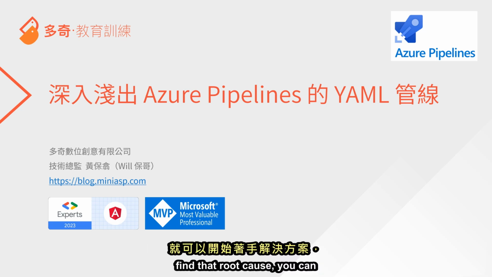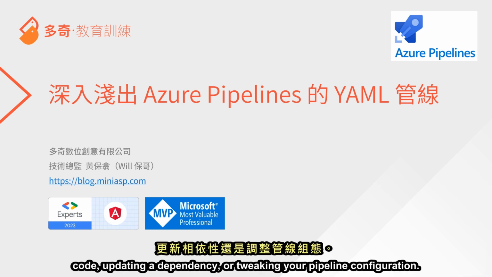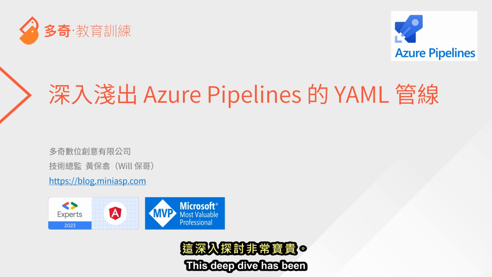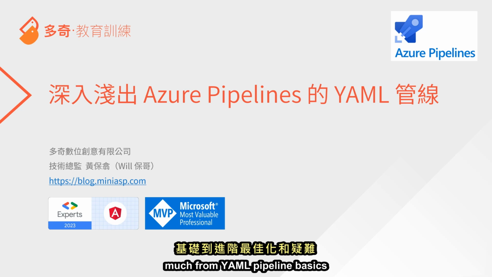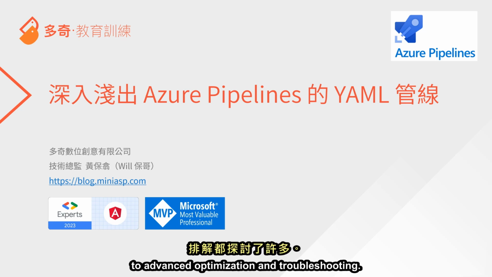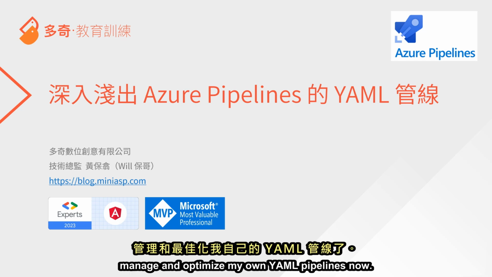Exactly. And once you find that root cause, you can start working on a solution, whether it's fixing a bug in your code, updating a dependency, or tweaking your pipeline configuration. This deep dive has been incredibly valuable. We've explored so much from YAML pipeline basics to advanced optimization and troubleshooting. I feel much more prepared to create, manage, and optimize my own YAML pipelines now.